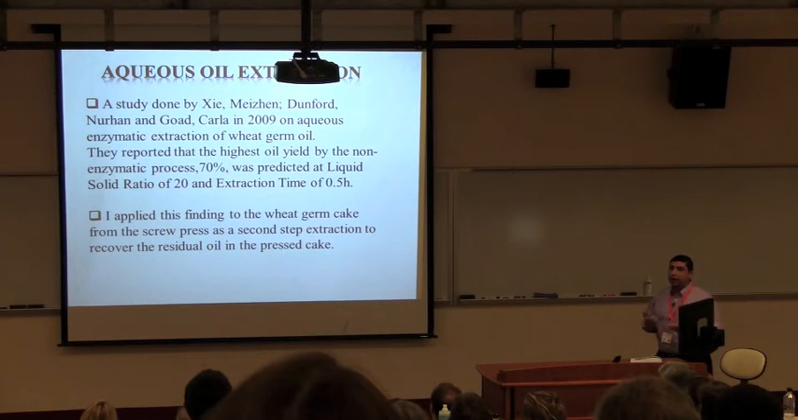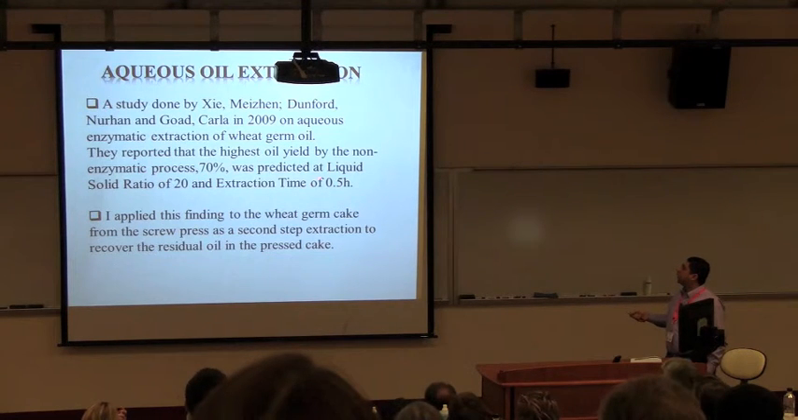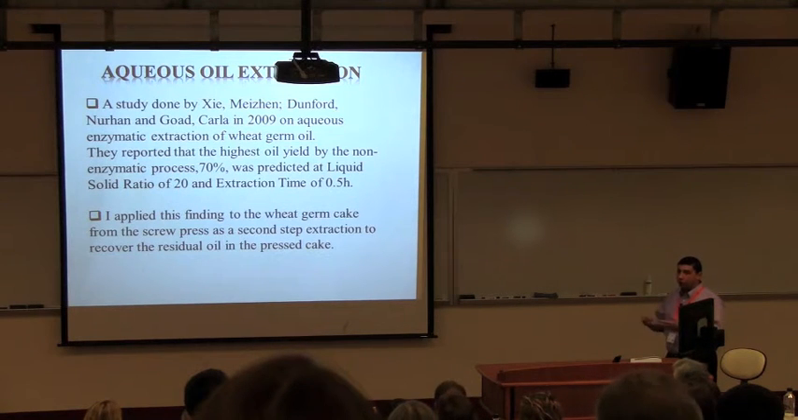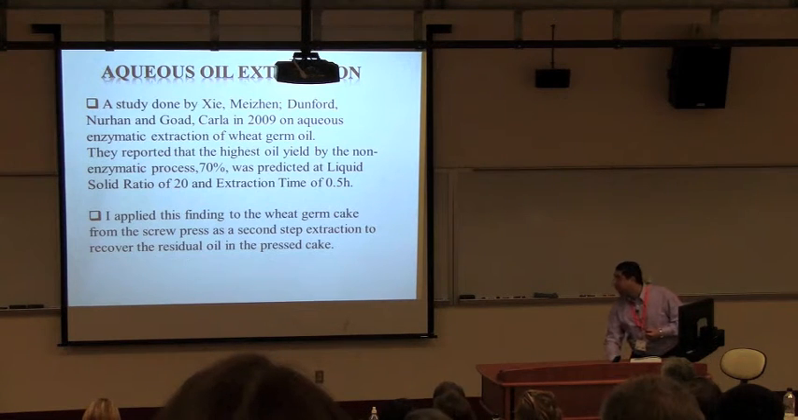They reported that the highest oil yield was obtained by non-enzymatic extraction. About 70% of the oil can be recovered at a liquid-solid ratio of 20 and an extraction time of about half an hour. So I applied this finding to the wheat germ cake after we express the oil from it. I use this optimum condition to recover the residual oil left in the press cake in the second extraction process.